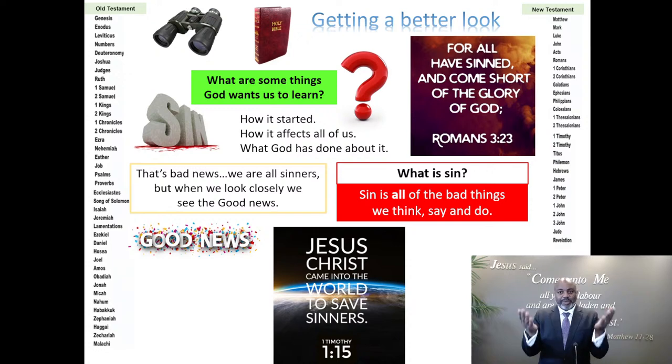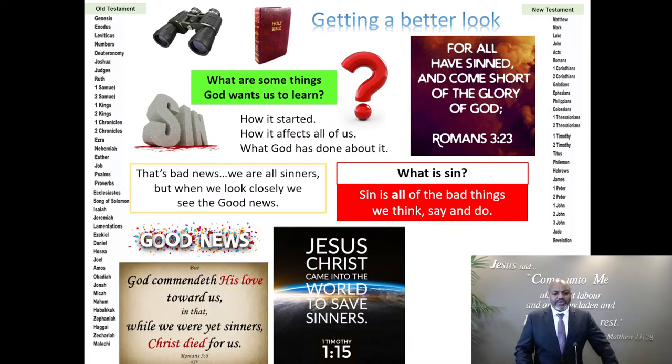Getting a better look. We can learn of how sin started in the Bible. We can learn of how sin affects all of us in the Bible. And we can learn about what God has done about it in the Bible. The verse we have here in Romans chapter 5: But God commendeth, or demonstrated, his love toward us in that while we were yet sinners, Christ died for us. God has demonstrated his love.